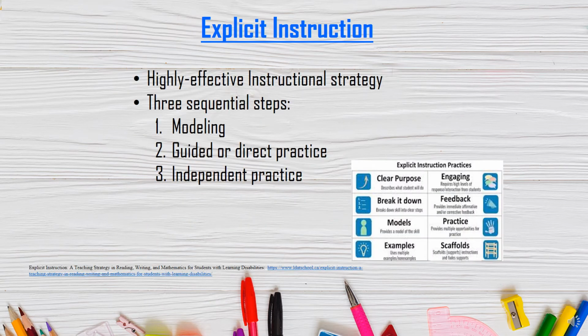Explicit instruction is a highly effective instructional strategy. It is a way to deliver direct and structured instruction to students from kindergarten to high school. It helps make lessons crystal clear and shows students how to start and succeed on a task. There are 3 sequential steps: modeling, guided or directed practice, and independent practice.